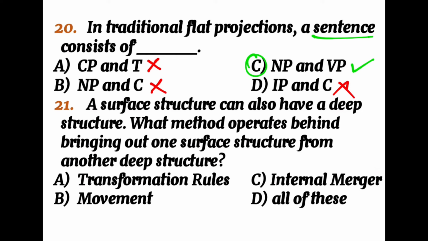But when a structure has already been formed, that structure will be changed, transformed, and the movement will take place, but that merger will be internal merger. So alpha, beta, and gamma are all the same. It means that all of these are the correct option.